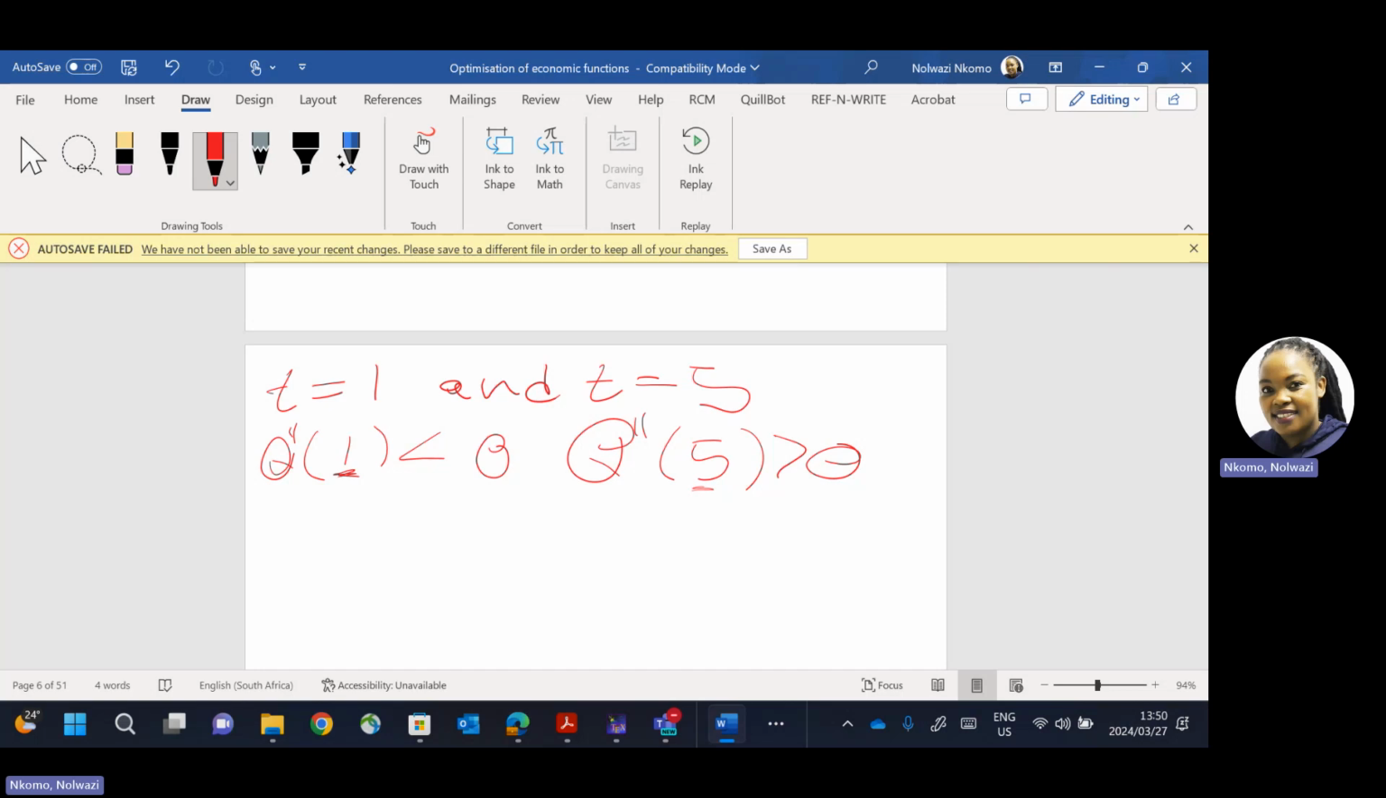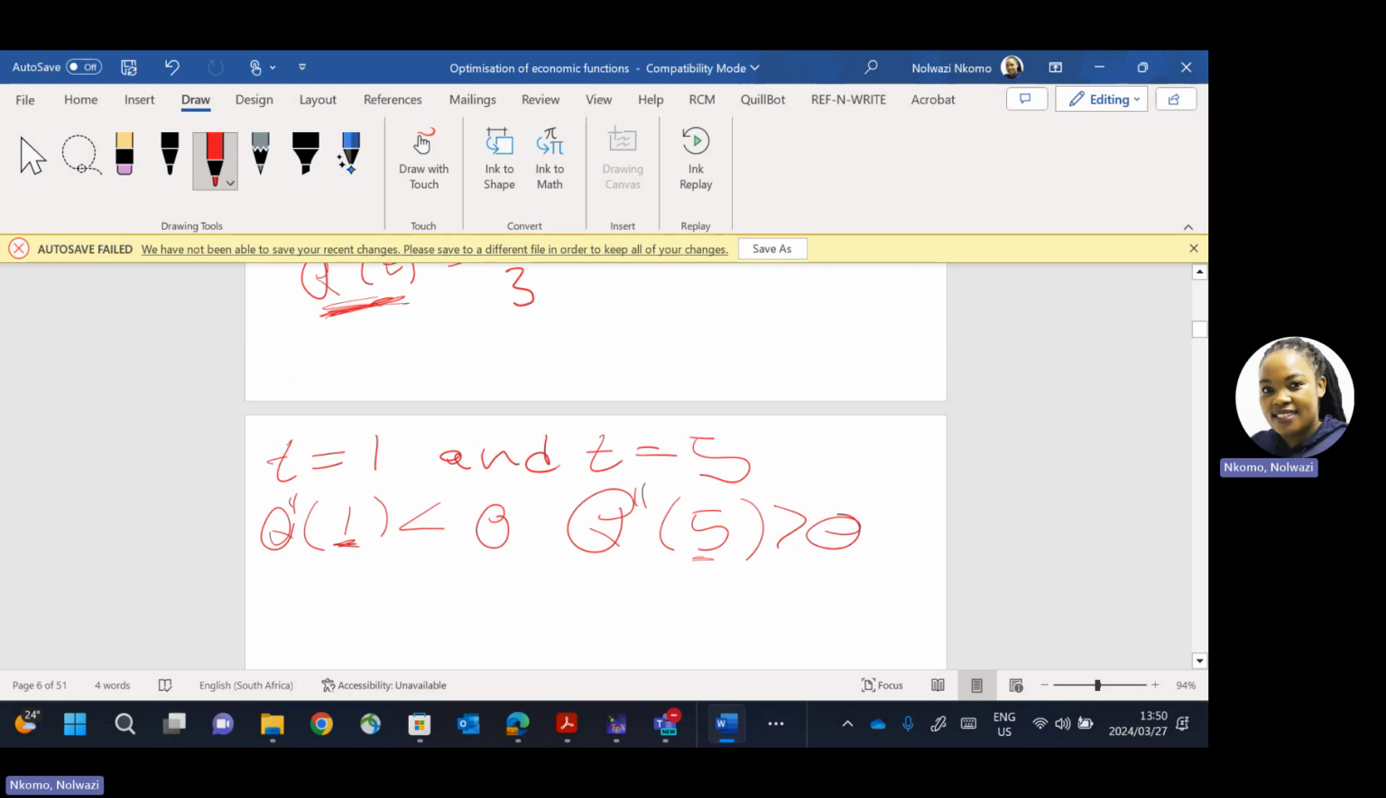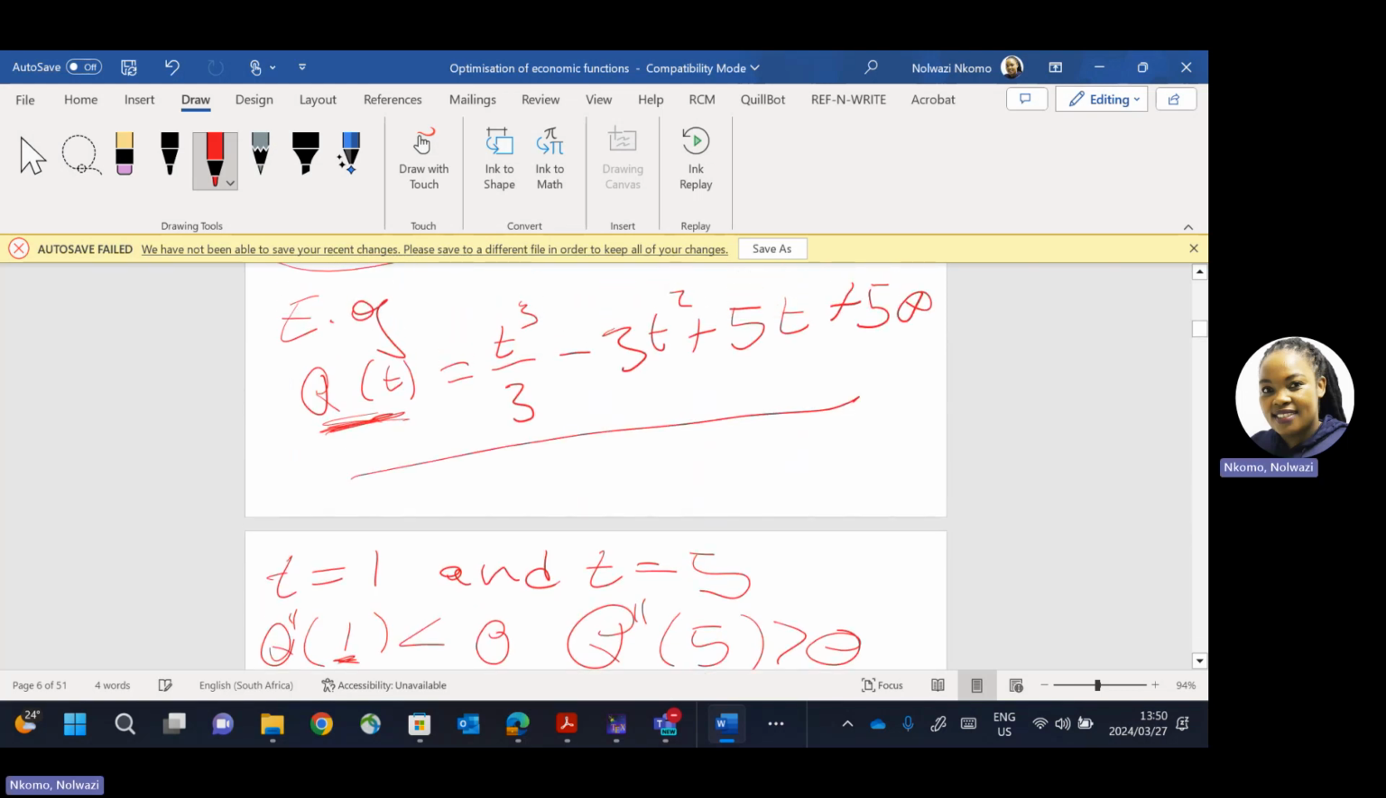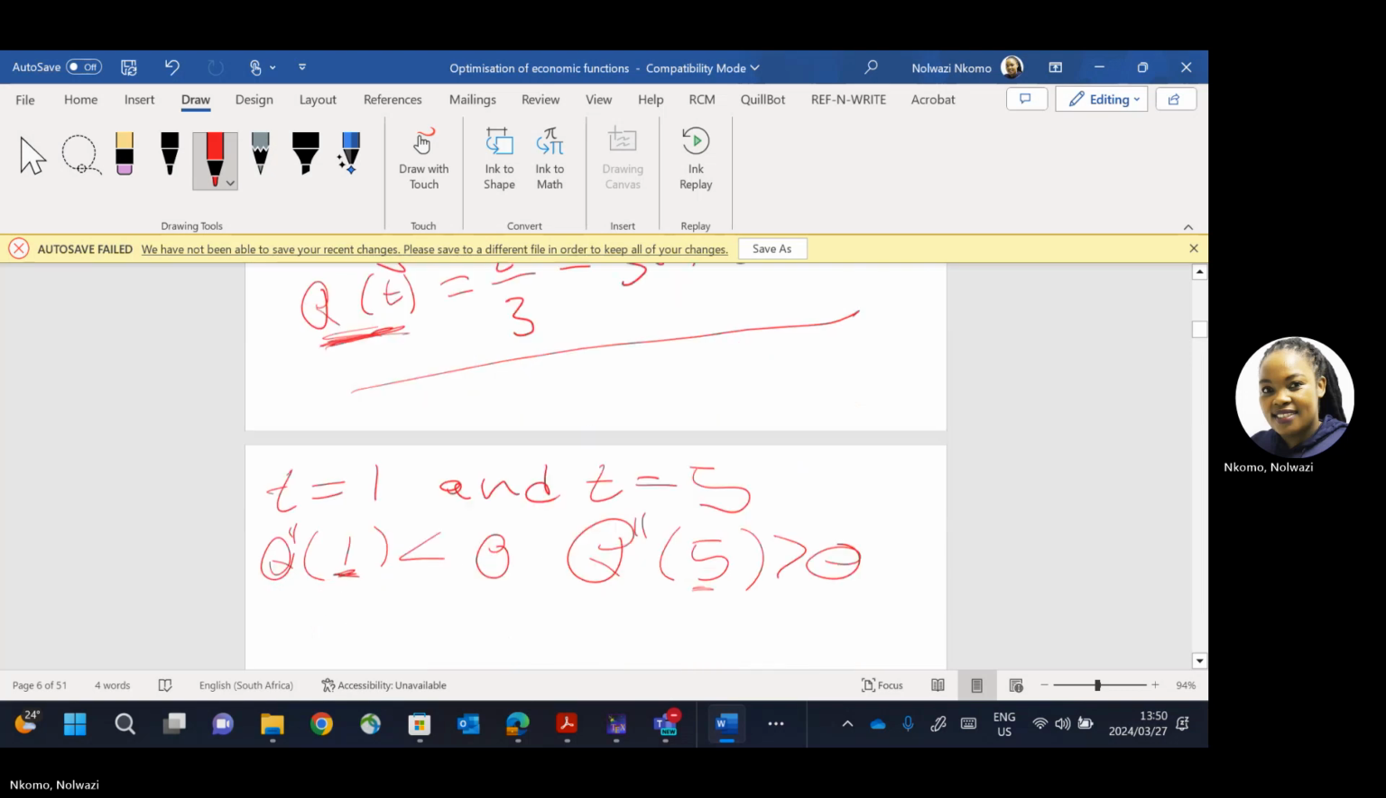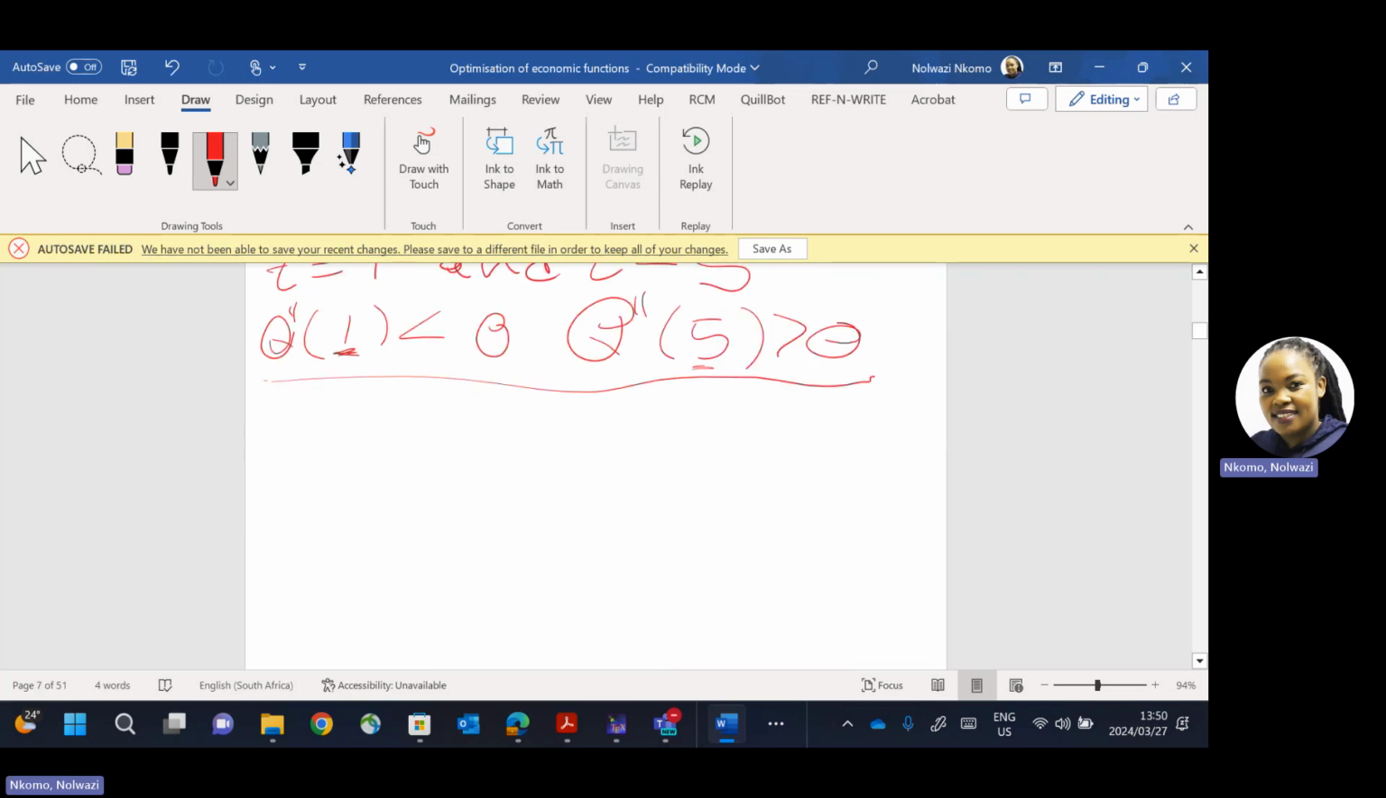Yes, but please try and solve this question. Hence, this is what I obtained. I hope you get the same thing. Okay, let's move on to another session, the last session on the application of derivatives.